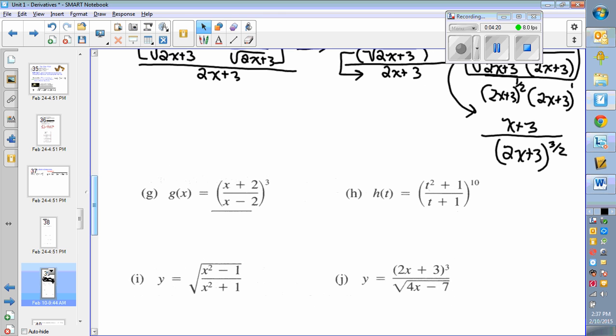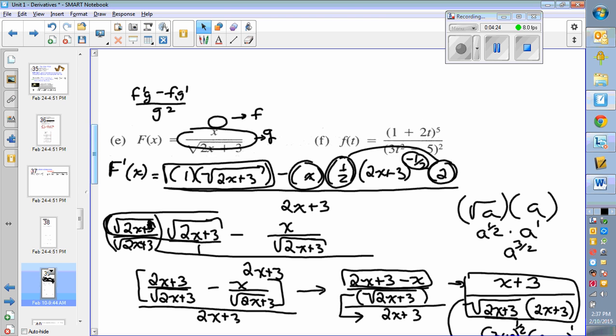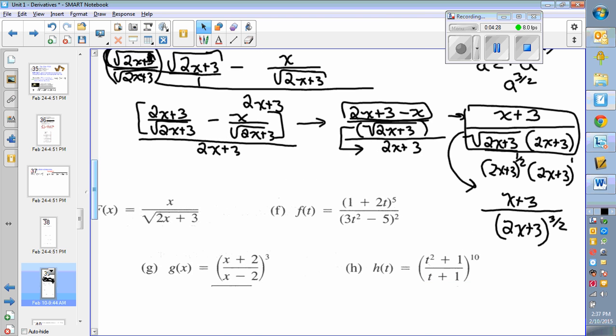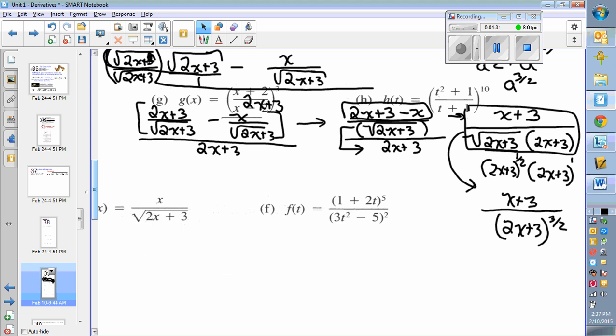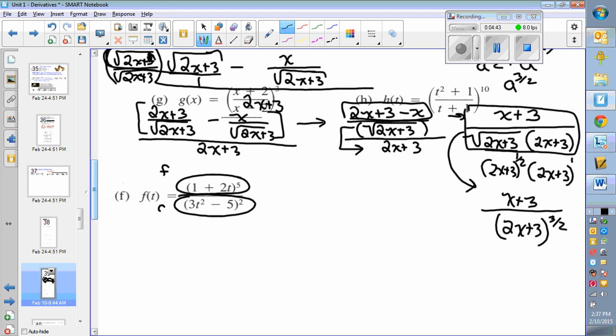Okay, so you've seen one that has a fraction. F looks ugly. I'll drag F down, since we took all the room, we hogged it here in the other one. So we'll do F as well: (1 plus 2t)^5 over (3t squared minus 5) squared. The top function we will call F. The bottom function we will call G. We'll apply our quotient rule.